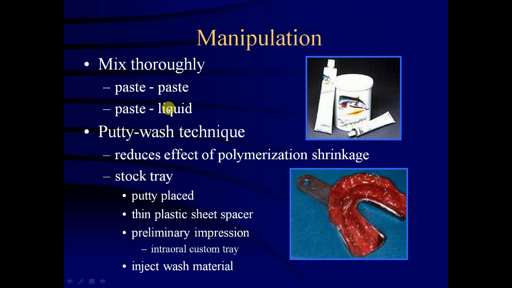Coming on to the manipulation, it consists of two pastes, or paste and liquid. Whichever you are taking, paste and paste or paste and liquid, you have to mix both thoroughly. Putty wash technique reduces the effect of polymerization shrinkage. Stock trays can be used to load the impression material. Place the putty material, and a thin plastic sheet acts as a spacer. You can take the preliminary impression and inject the wash material.